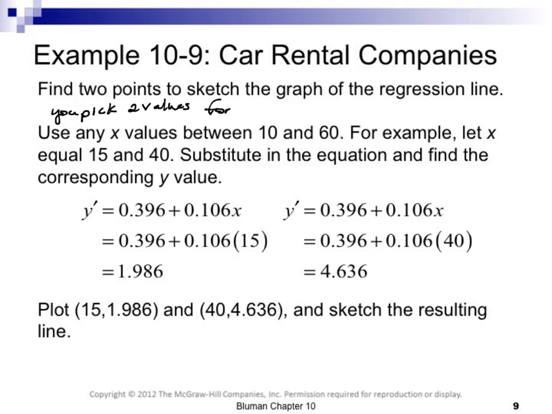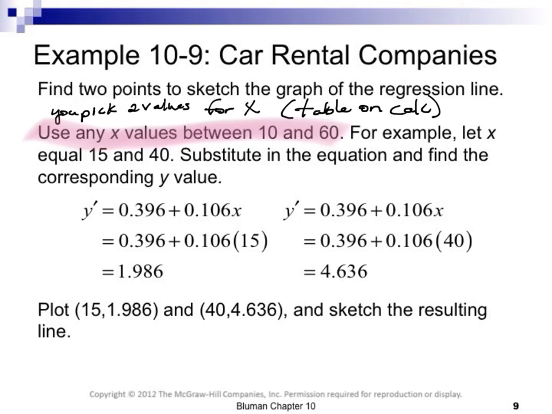Now you can get these from your table on your calculator. If you put your regression line in the y equals and look at the graph, then you can go and get it out of your table on your calculator. Or you can substitute a value in for x. It says use any values between 10 and 60. So they picked 15 and 40. You choose. It doesn't matter.